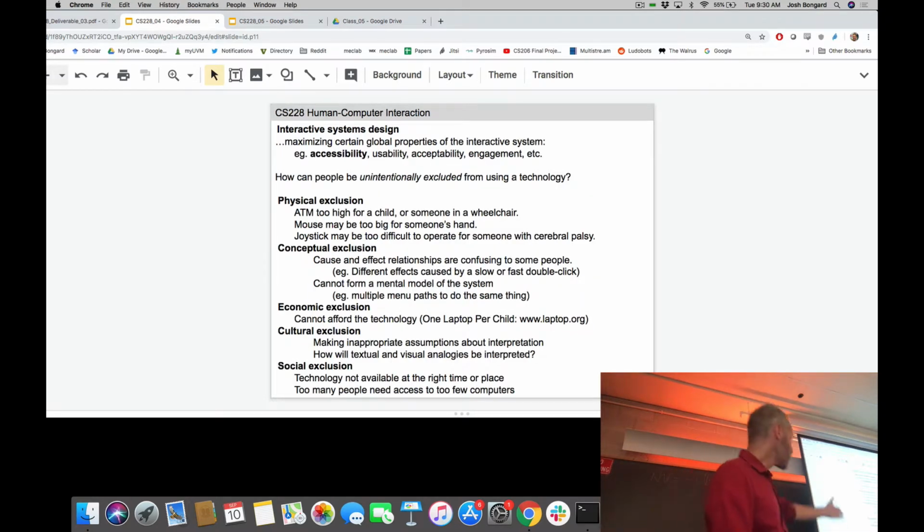Social exclusion, again: who's going to be using this technology in what place? Are we getting them to all crowd around a Wi-Fi tower or a node or some sort of limited resource? Maybe it's easy to use this on its own, but not so easy when everybody's using it at the same time. I just got back from the UK, and there's a great story about this.